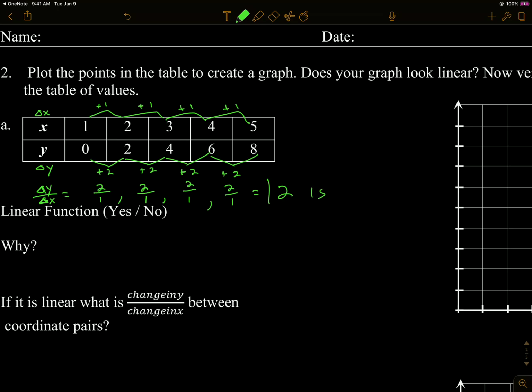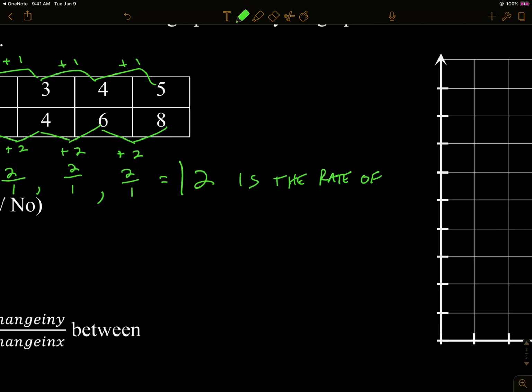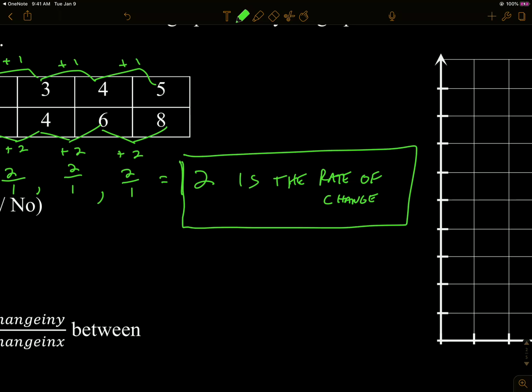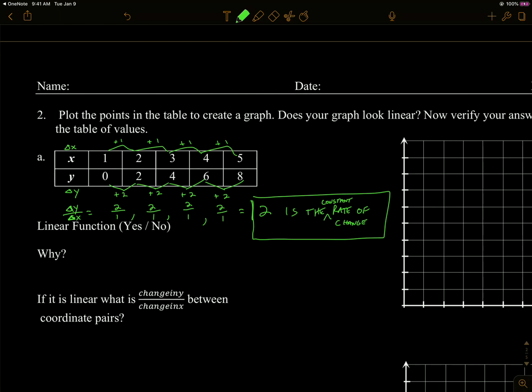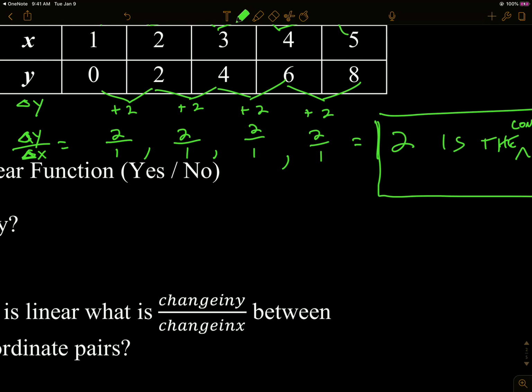So 2 is the rate of change. Darn it, I need a bigger box. And that is constant. So I should say the constant rate of change. It's changing by 2 every time. So is it a linear function? Yes.